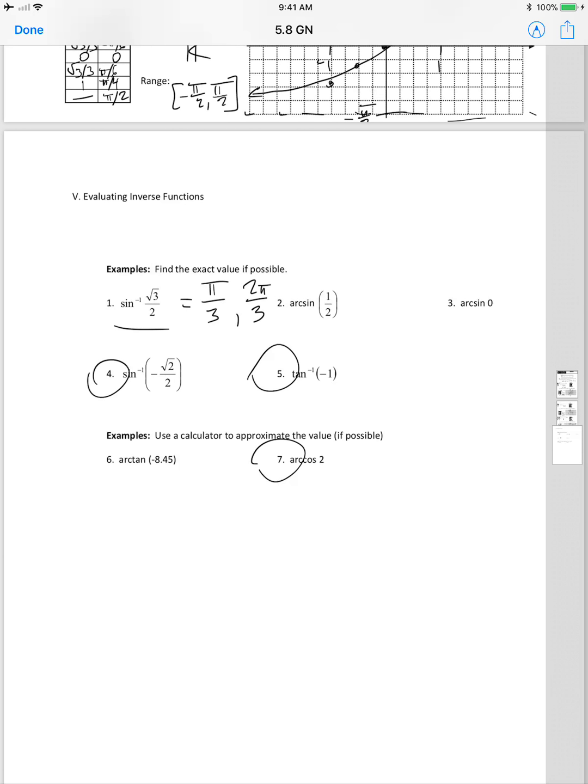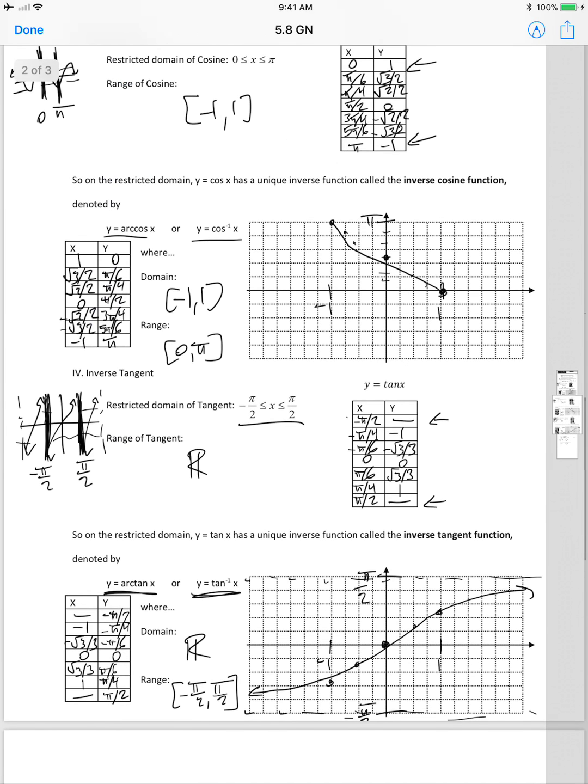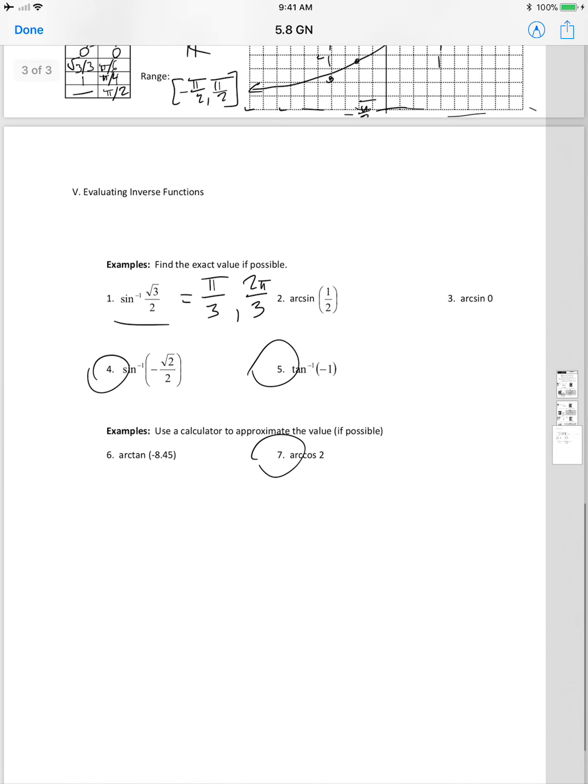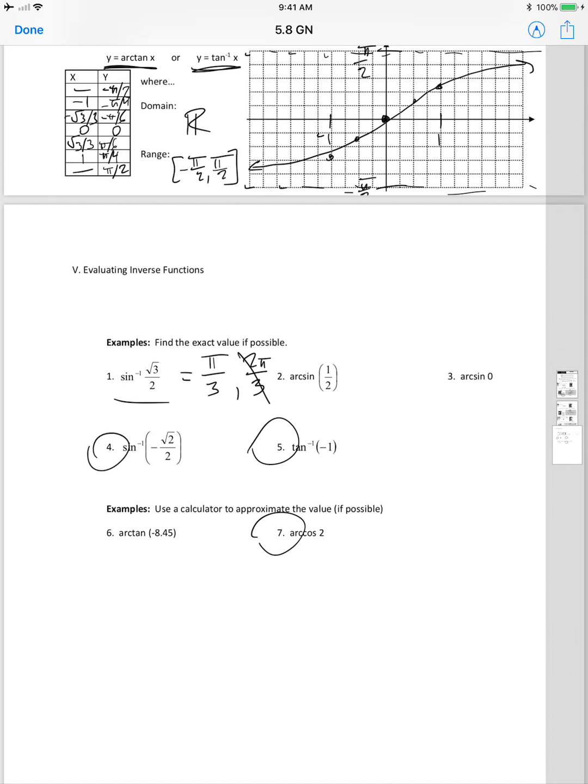but remember that the inverse sine function had its range restricted to between negative pi over 2 and positive pi over 2. So I can't get 2 pi over 3 as an output for the inverse sine function. So pi over 3 is my answer, and the only answer. If you were to use your calculator, that's also what it would give you.